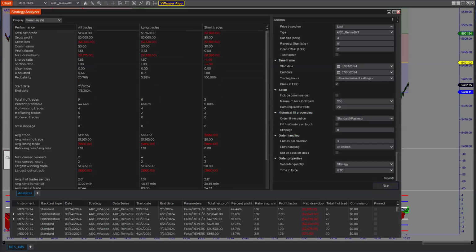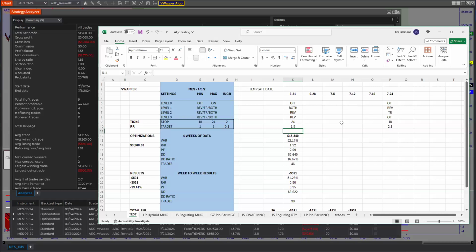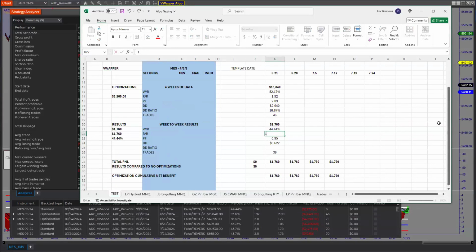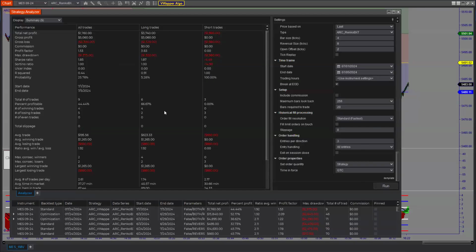Beautiful. Anybody got anything against these numbers? Pretty good. 1760. We got 44.44. Let me do this so I can see. 1.92, 1.53, solid numbers. Happy with that. 1375. Cool. So, it's about 44% efficient, I guess is the best way to say it. So great. So that's good.